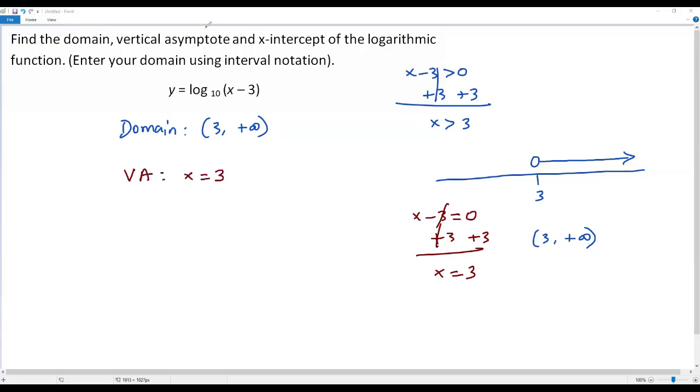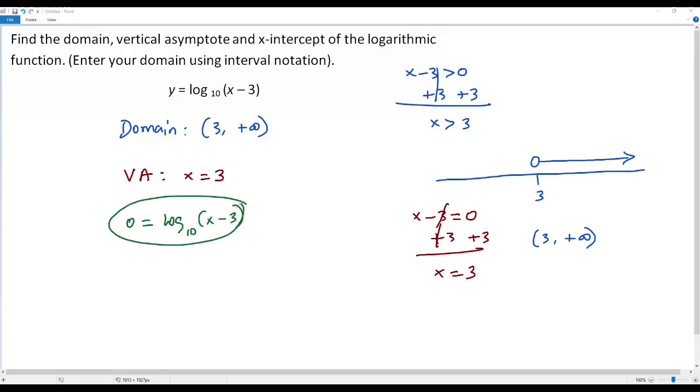Okay, now let's do the third part of the question, that is we have to find the x-intercept. Not only for this logarithmic function, for any function, if I want to find the x-intercept, I have to plug in 0 for y. So the same thing I have to do for this logarithmic function to get the x-intercept. That is, I have to plug in y equals 0 over here. When I plug in y equals 0, then I'm getting 0 equals log base 10 of x minus 3. Okay, now I have to solve for x in this equation.